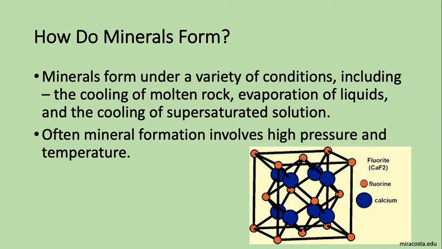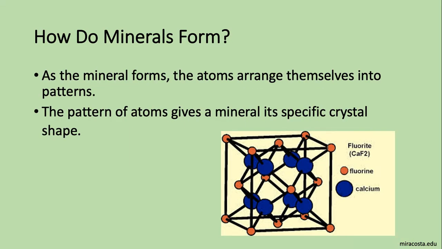How do minerals form? Minerals form under a variety of conditions, including the cooling of molten rock, the evaporation of liquids, and the cooling of a supersaturated solution, like we did in class. Often, mineral formation involves high pressure and temperature. As the mineral forms, the atoms arrange themselves into patterns. The pattern of the atoms gives the mineral its specific crystal shape.